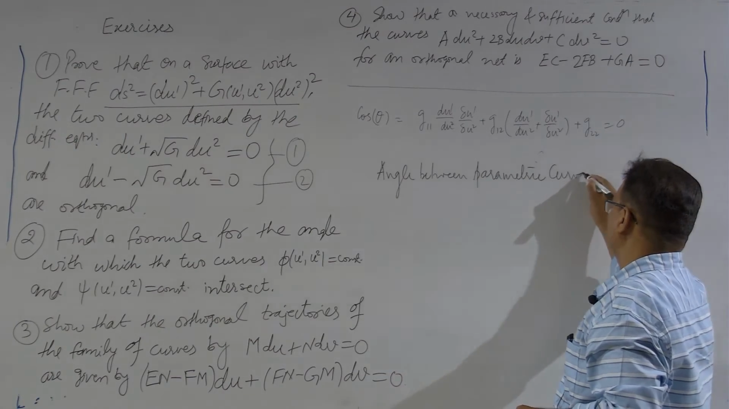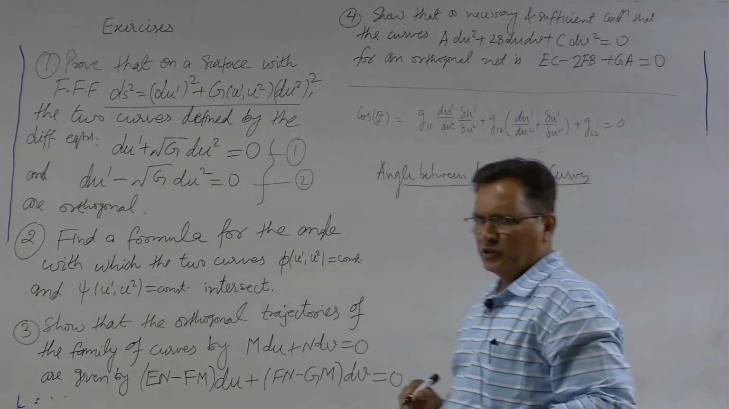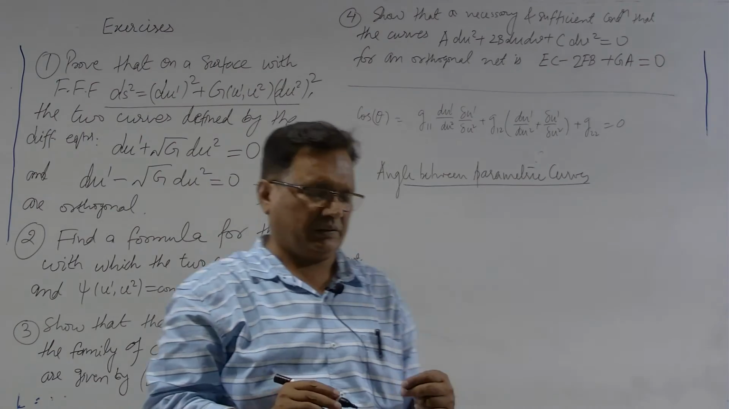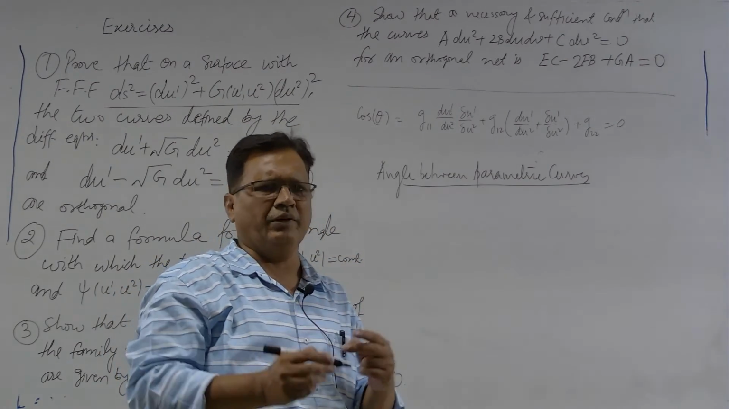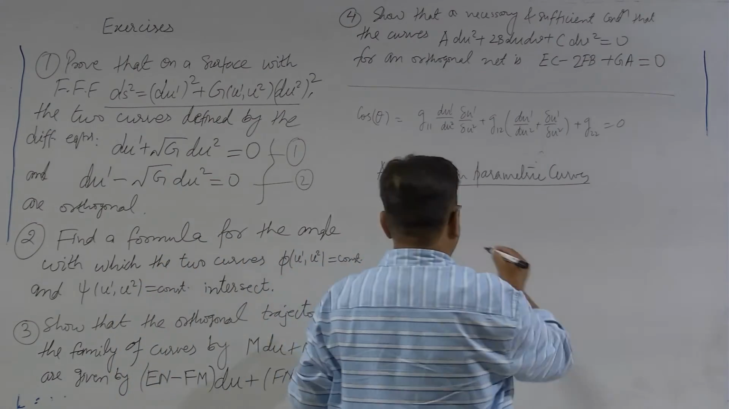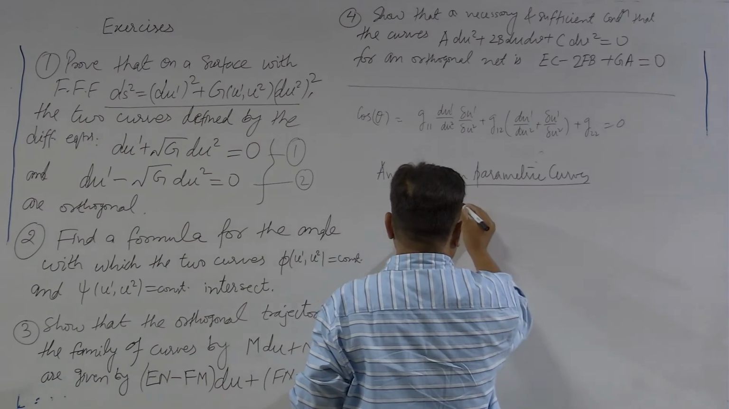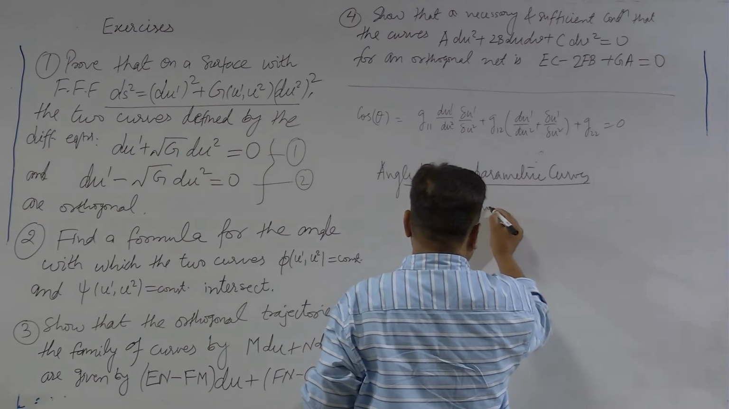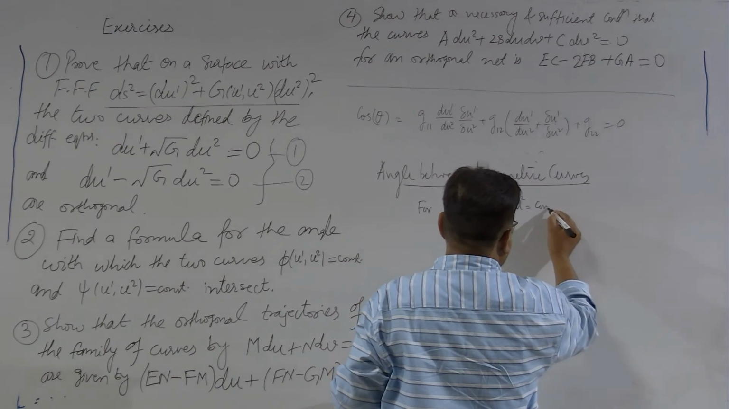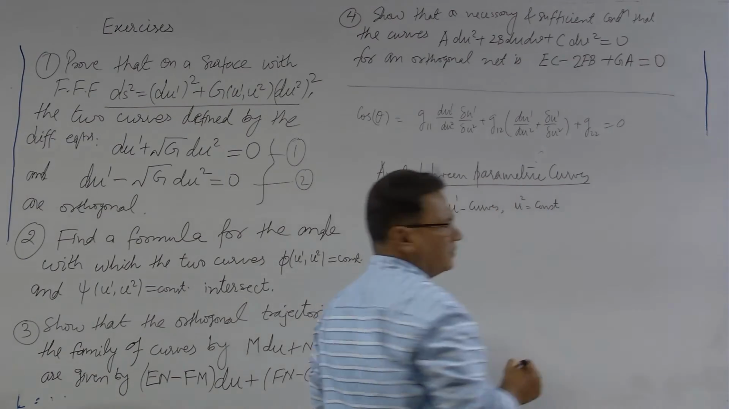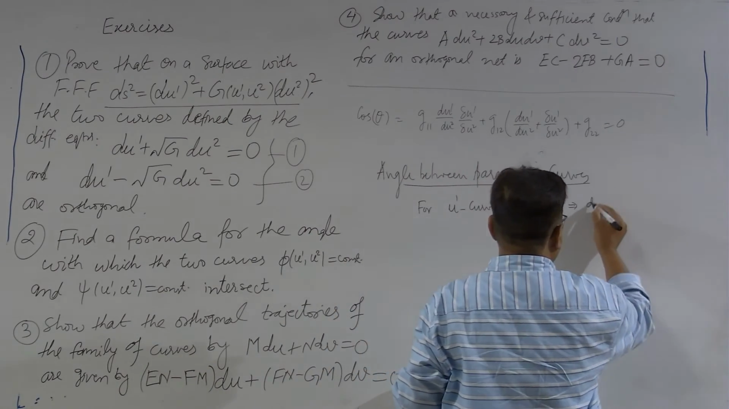Parametric curves. So, parametric curves are 2 in number, 2 families of curves in fact. So, for u1 curves there are 2 types. For u1 curves what happens? u2 remains constant, and this would mean that du2 is 0.